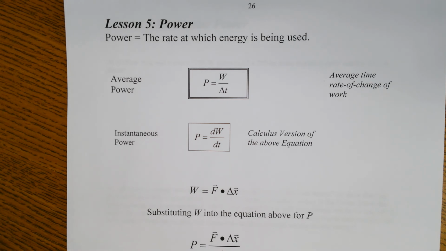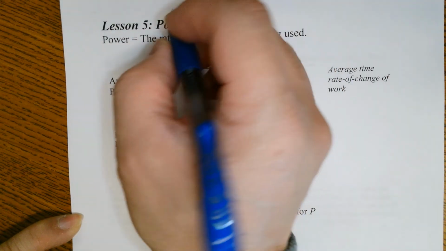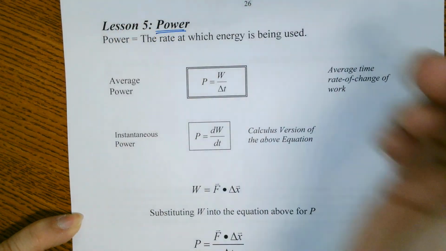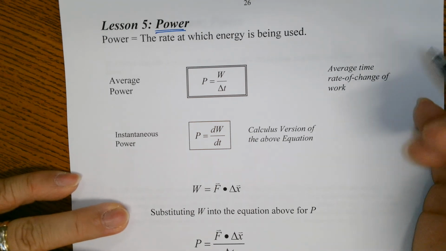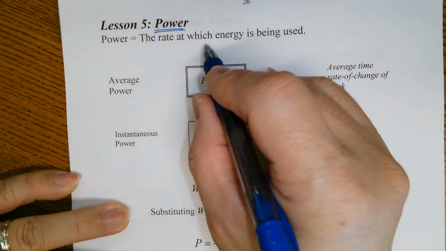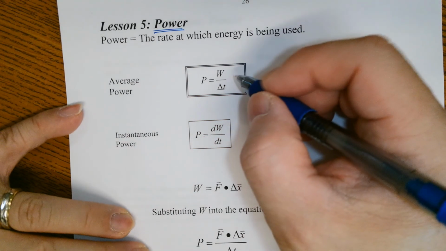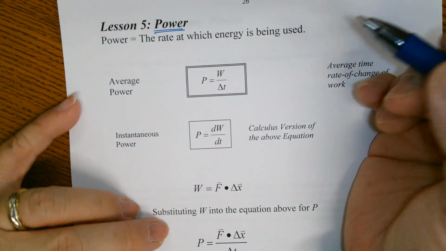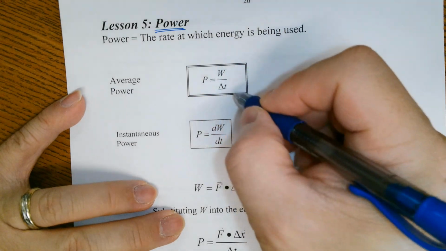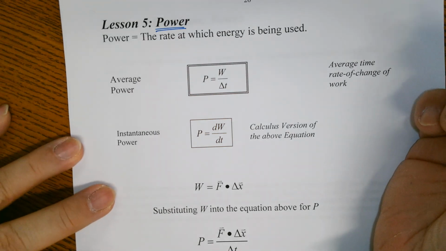You had a good 5 minute break there. Let's take a look at lesson 5 that has to do with power. Power is pretty much defined as the rate of how much energy is being used. So average power is work divided by time. If you think about how much work is being done in a given amount of time, that's pretty much what power is equal to.